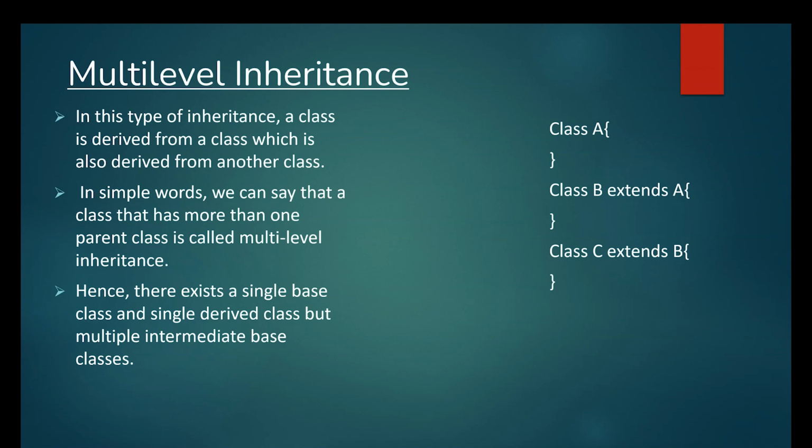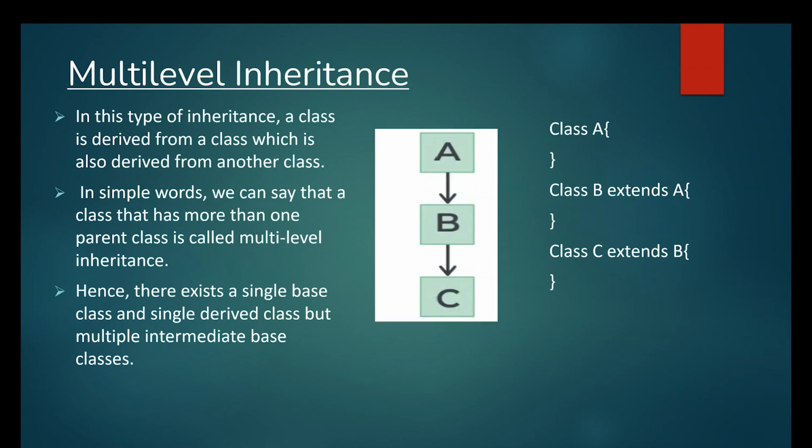Now, if you observe this pseudocode carefully, there is a single base class that is A, and there is a single derived class that is class C, but there are one or more intermediate classes, which is class B. Class B is an intermediate base class, but A is a parent, right? C is a child class. B is also a child class to class A. C is a child class to class B, right? To understand this better, have a look at this diagram. So if you see, there is a class C which is extending class B, and there is a class B which is extending class A, right?